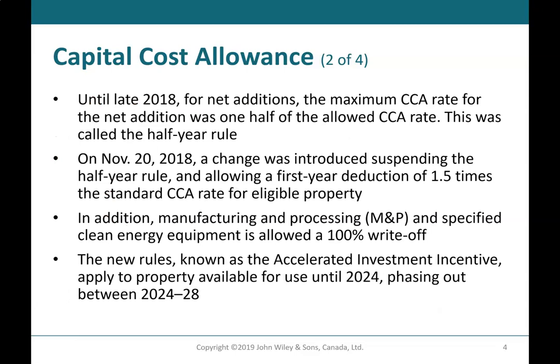Capital Cost Allowance 2 of 4. Until late 2018, for net additions, the maximum CCA rate for the net addition was 1/2 of the allowed CCA rate. This was called the half-year rule.